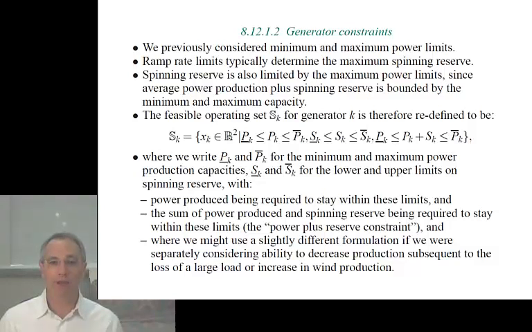We now have two entries of xk, such that the generation pk is between upper and lower limits, such that the spinning reserve is between upper and lower limits, where s underline k might be 0, and such that the sum of pk and sk is between p underline k and p overline k. So p underline k and p overline k are the minimum and maximum production capacities. Similarly, s underline k and s overline k are the lower and upper limits on spinning reserve. So power needs to be within these limits, between the upper and lower power limits. The sum of power produced and spinning reserve has to be within limits. Let me call that the power plus reserve constraint.